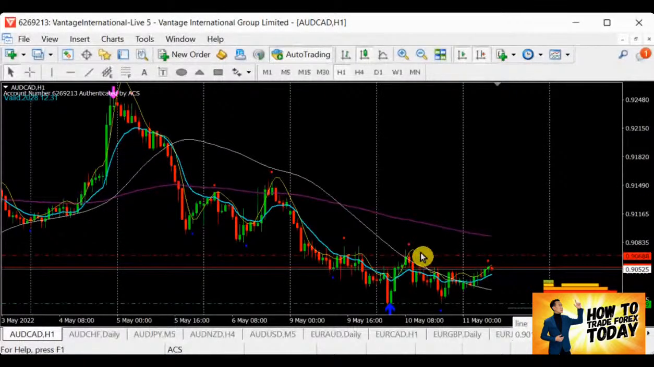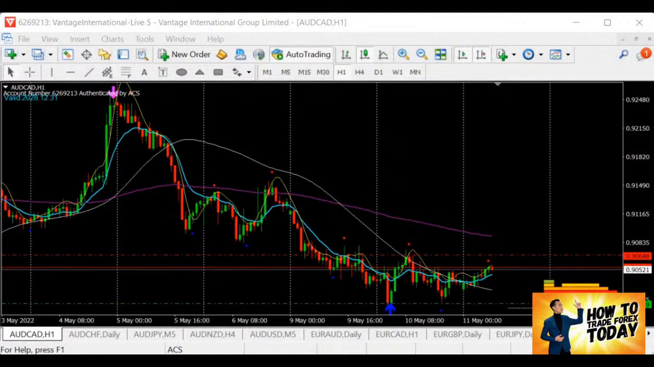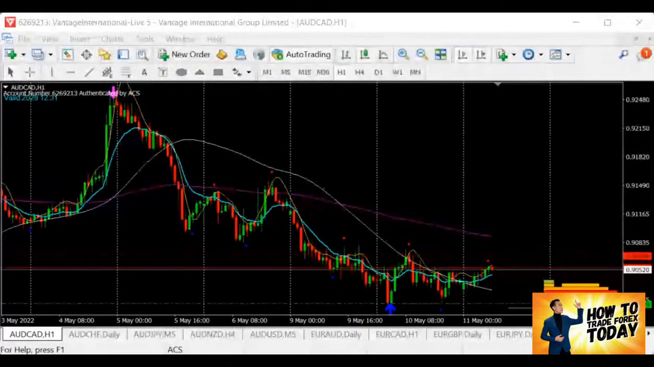All right, but this is a retracement trading. So for people who are good with retracement trading, you can go ahead with this. For those who are not, just stay away. Okay, for AUDCAD, I'm going to put this into the watch list.